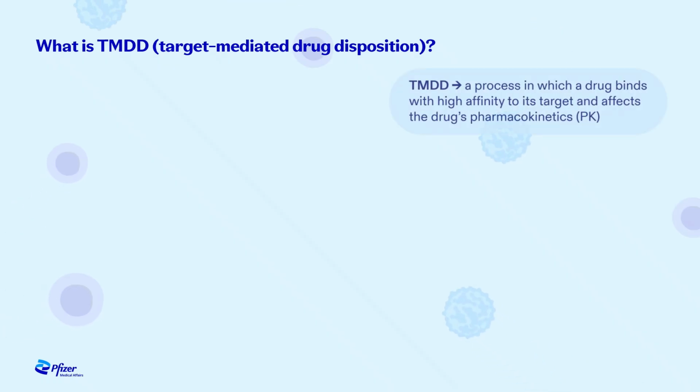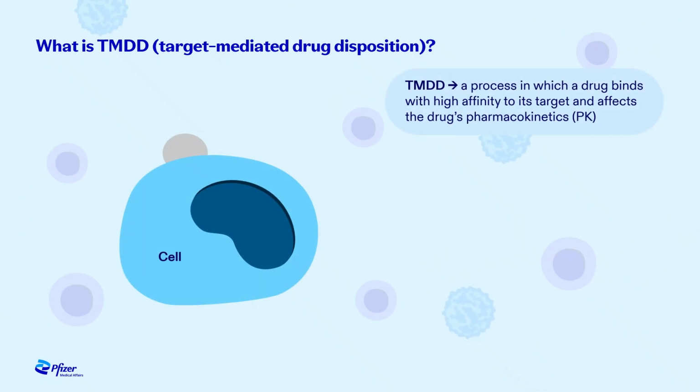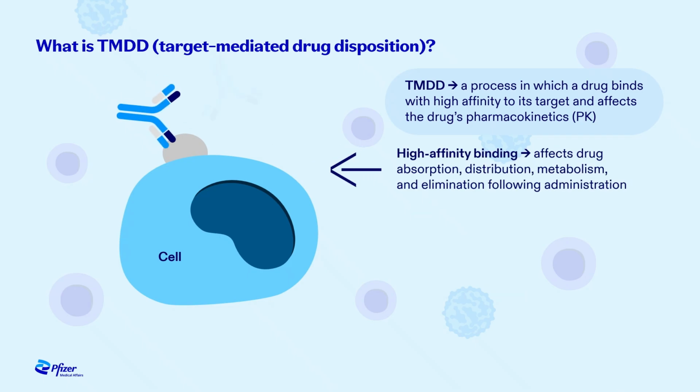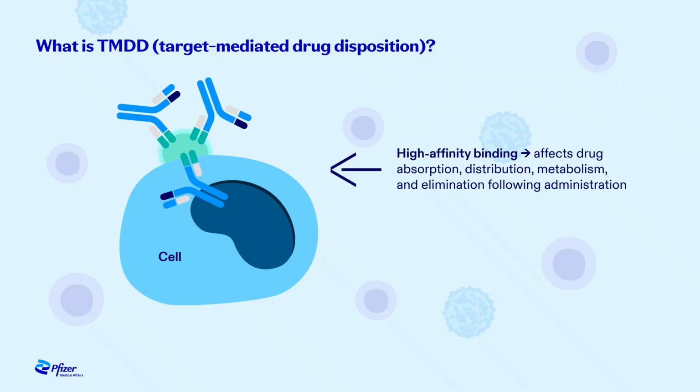What is TMDD? TMDD, or target-mediated drug disposition, is the process in which a drug binds with high affinity to its target to such an extent that it affects the drug's pharmacokinetics. This involves how a drug is absorbed, distributed, metabolized, and eliminated following administration.